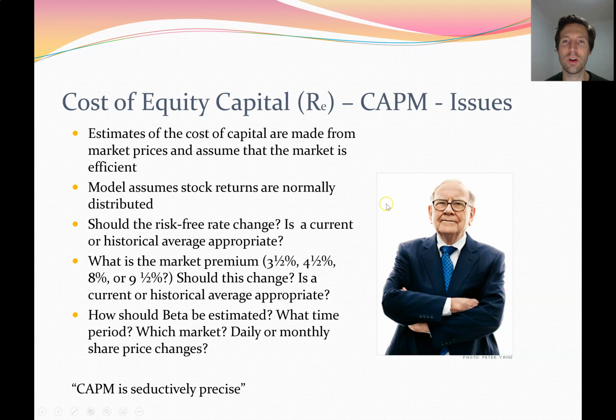So this guy here, Warren Buffett, our favorite investor in this subject, he said that the CAPM is seductively precise. It gives you this exact cost of capital number from the formula. Looks good, theory's all right, but we know practically in implementing the model, there's a lot of difficulties, and it can lead to some strange outcomes sometimes.